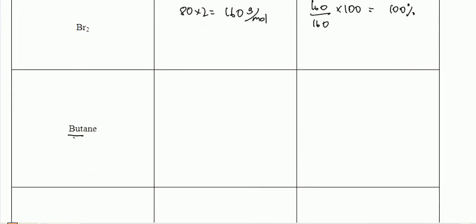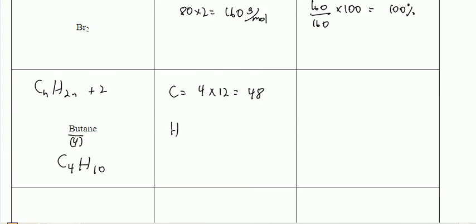Butane. Okay, but means 4. That would be C4, and remember it's CnH2n+2. So that would be H10. Well, carbon, there's 4 of them times 12, so that's 48. Hydrogen, we have 10 of them from that 10 right there, times 1, that's 10. 58 grams per mole is the molar mass of butane.